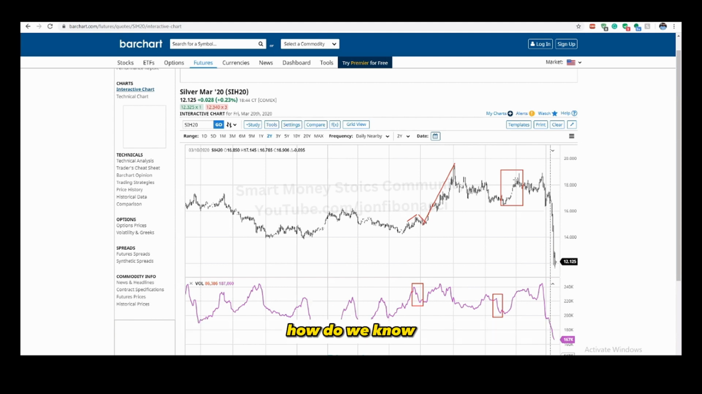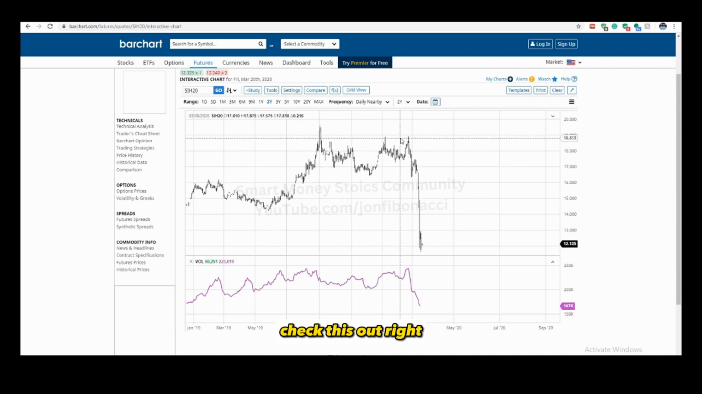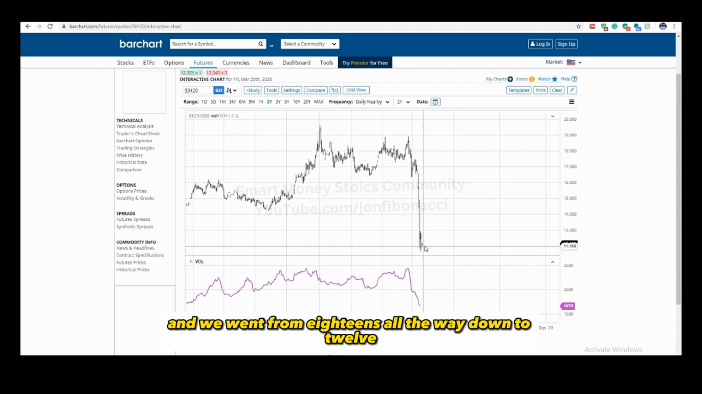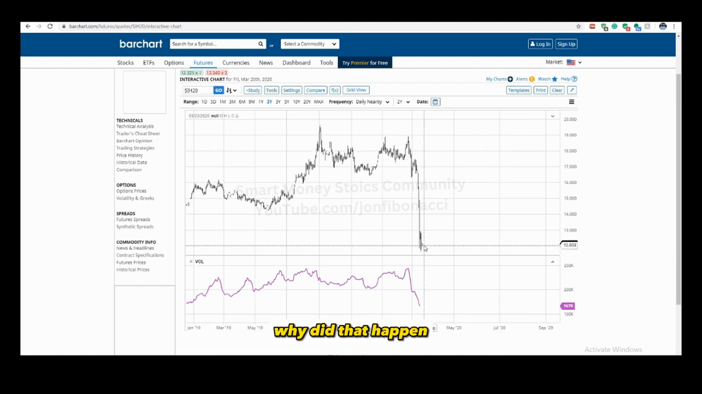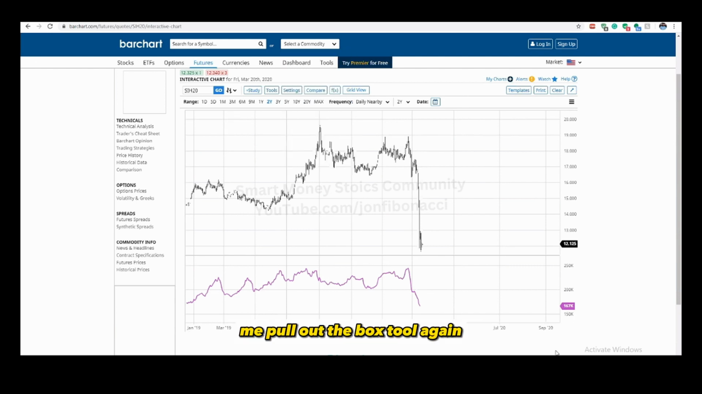How did we know? Well, I didn't call this out. I don't know if one of us did or not. Let me clear this out for a second. I just want to zoom in. Check this out, right? It's obvious that February 24th of this year made a high on silver, and we went from 18s all the way down to 12. Why did that happen? Well, what did open interest tell us? I'll just do the regular drawing.